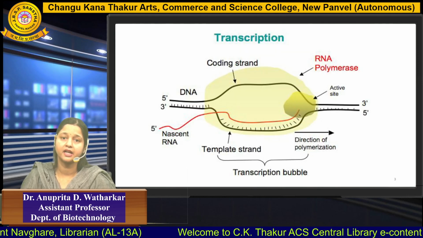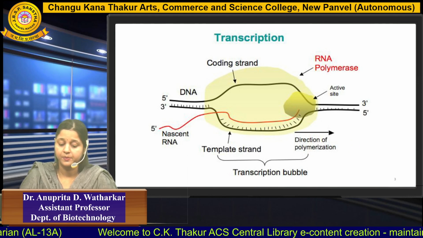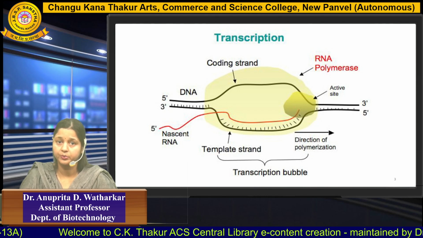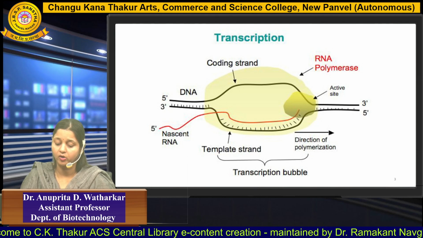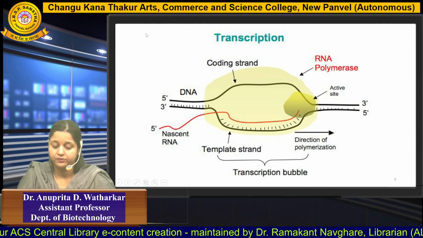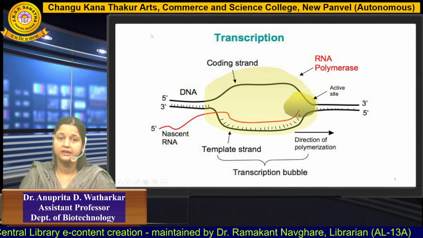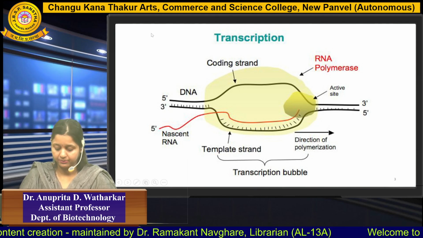Here you can see the diagram of transcription. You can see the coding strand and template strand, which are important components of the transcription process. The direction of polymerization for the template strand is 3' to 5', while the nascent RNA is synthesized in the 5' to 3' direction.